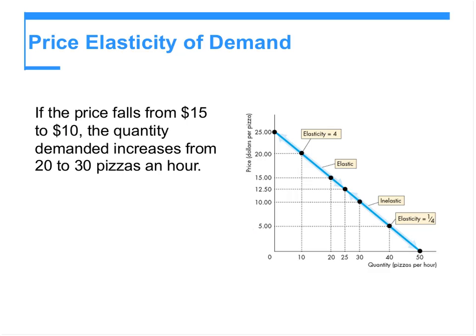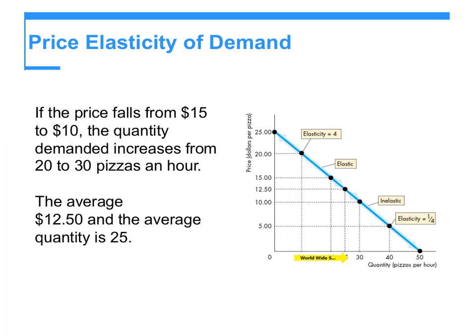So price elasticity of demand, if the price falls from $15 to $10, the quantity demanded increases from 20 to 30. Look at this. From 15 to 10. What is the difference? It's 5. What is the average price? 12.5. Okay? And as you can see, the demand is 20. It goes to 30. What is the change? 10. Average quantity 25.